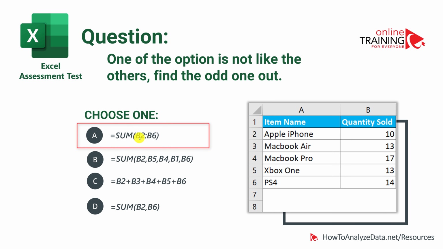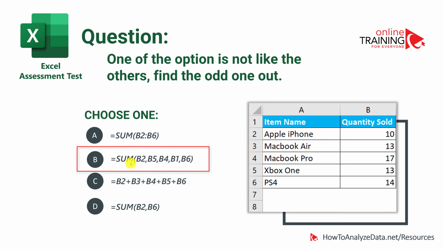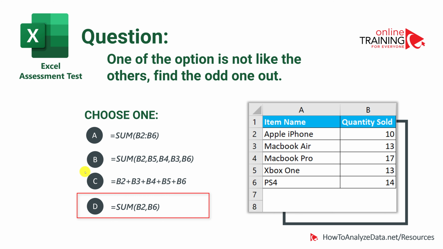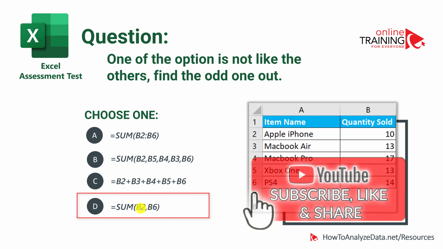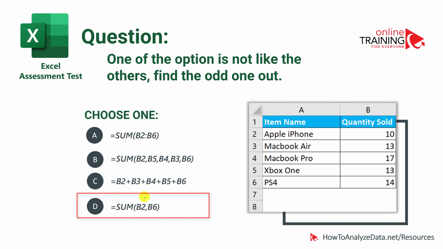For example, SUM B2 and B6 will lead you to one certain answer, same as choice B, which is the SUM of B2, B5, B4, B1, and B6, right? So same range, B2 to B6, which would lead you to the right answer. The interesting thing is that the odd one is the one that doesn't lead to the same sum of the values, to the same result, which is choice D, because in that choice only two values are being added, B2 and B6. In all other choices, A through C, all of B2 through B6, which is B2, B3, B4, B5, and B6 values, are being added, and then it results in the sum.